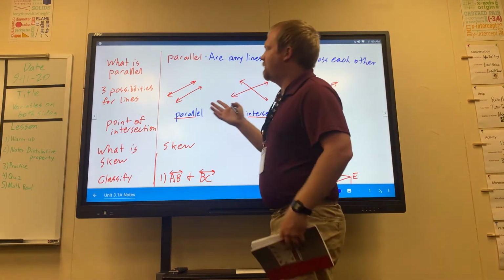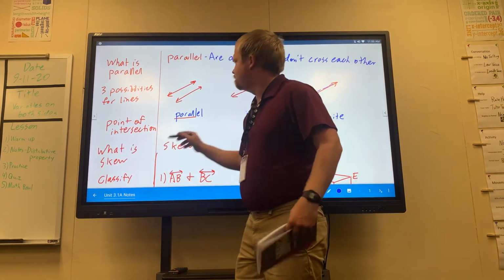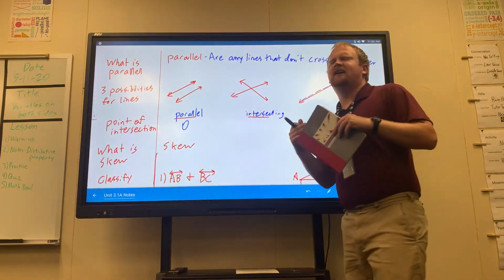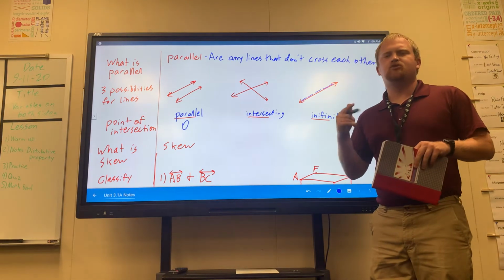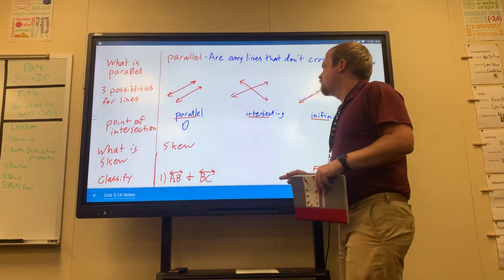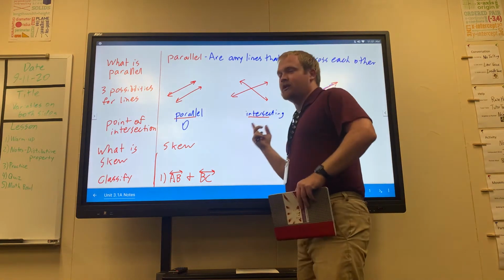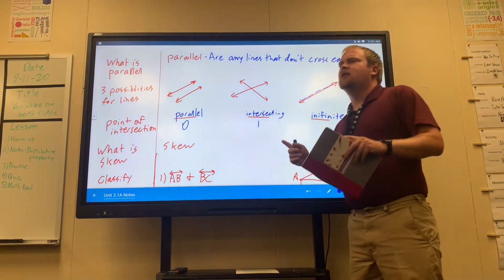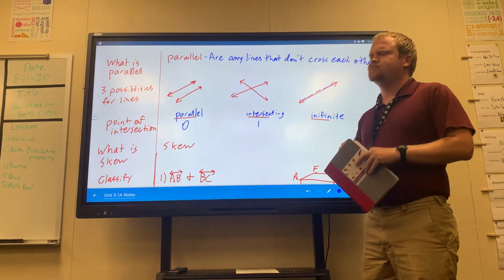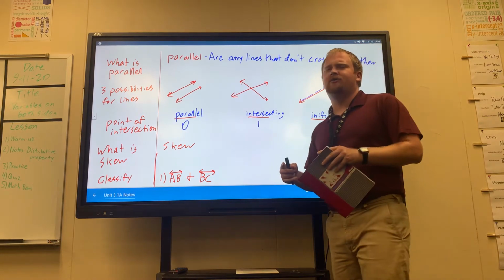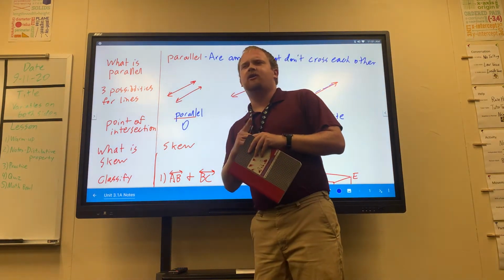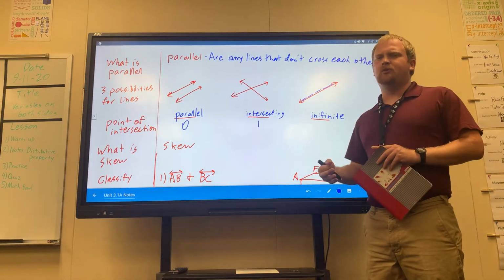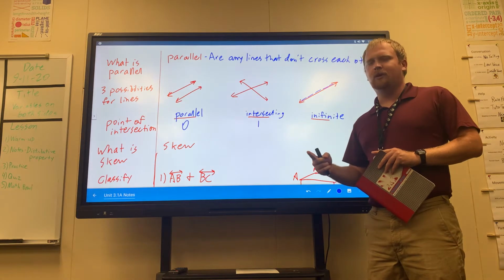Now, how many intersections are there on a parallel line? Well, there is none. That's the whole point of parallel lines: there is no intersection between two lines that are parallel. When it comes to intersecting lines, we have one intersection. As a matter of fact, remember in a postulate, two lines that intersect each other form 1 point. It doesn't form 2 points, it doesn't form 3 points, it forms 1 point.